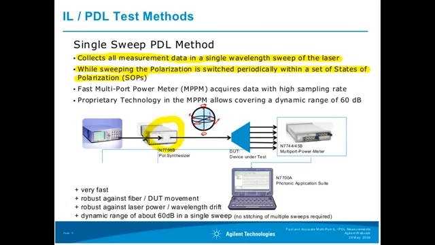On the receiver side, we are using the new Agilent MultiPort power meter. This is a new power meter which contains a proprietary design so that we can cover a dynamic range of 60 dB without doing any gain switching inside that unit. This one, in combination with the high sampling rate of the power meter, allows us to capture all information which is generated within this single sweep of the laser.